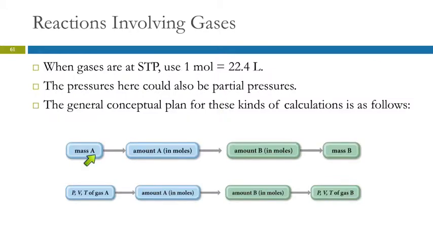So here's our normal path for stoichiometry: grams to moles to moles to grams. And this is a variation on that theme where at the beginning you could have pressure, volume, and temperature of a gas. You can use the ideal gas law to convert to moles. Then you have moles to moles in the middle always. And then at the end, if you want a volume of gas, then you're going to use the ideal gas law again.